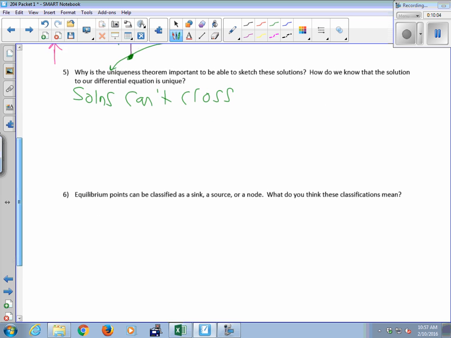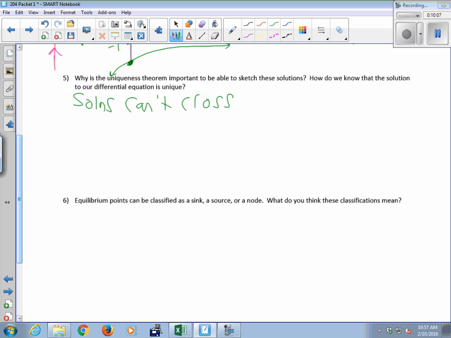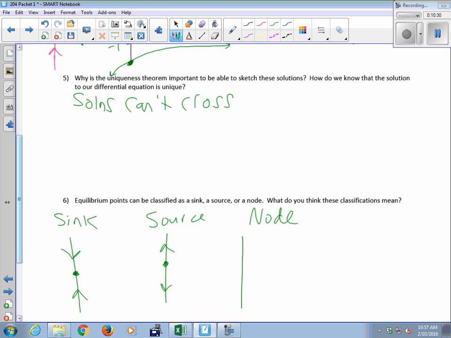Okay, so equilibrium points can be classified as a sink, a source, or a node. We already talked about sink and source, right? So a sink is when the arrows both point at the equilibrium point. A source is when the arrows both point away from the equilibrium point. And a node is when you have one of each. So either they both point up or they both point down. One points towards and one points away from the equilibrium point.